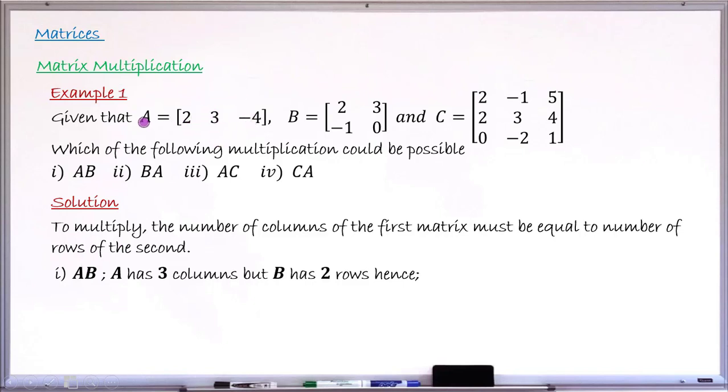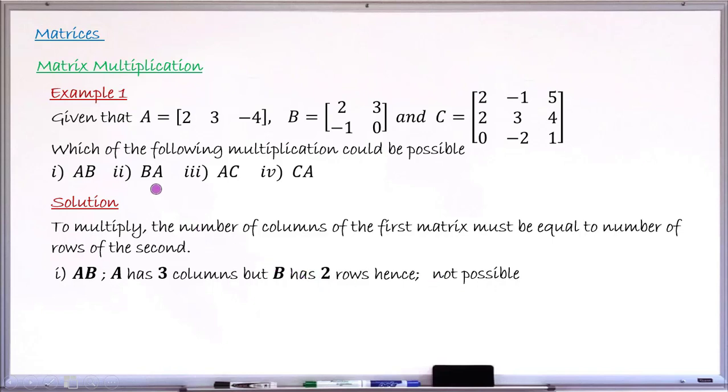That is matrix A. And B is your second matrix. And this matrix B has how many rows? 1, 2. This one has 3 columns, but this one has 2 rows. And the condition says number of columns of the first must be equal to number of rows of the second. So in this case, the number of columns of the first is not the same as the number of rows in the second. So 3 is not equal to 2. Hence, we cannot do this multiplication. So this multiplication is not possible.